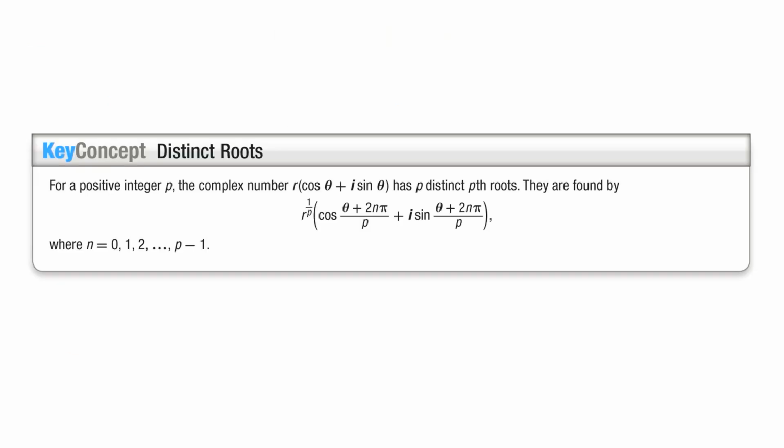Let us now look at the next key concept, which is about finding the distinct roots of a complex number. For a positive integer p, the complex number r (cos theta plus i sin theta) has p distinct pth roots. They are found by r to the power 1 by p times (cos of (theta plus 2n pi) over p plus i sin of (theta plus 2n pi) over p), where n is 0, 1, 2 up to p minus 1.